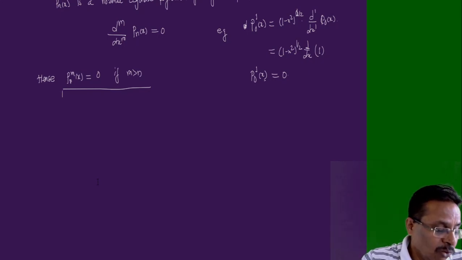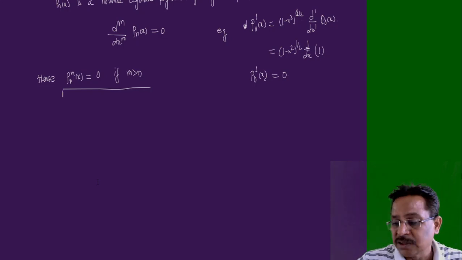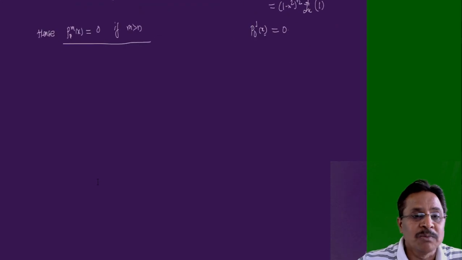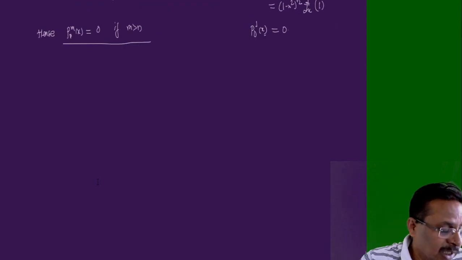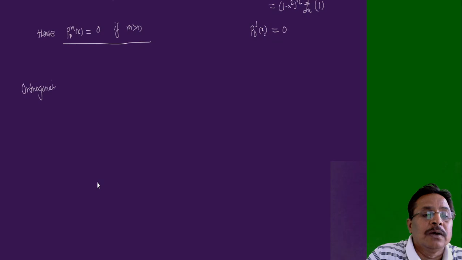Okay, now here also there is an orthogonality condition. I am not going to prove this condition because it's a lengthy derivation. If someone wants to see how this particular calculation comes, you can go for it. Okay, next, orthogonality of associated Legendre polynomial.